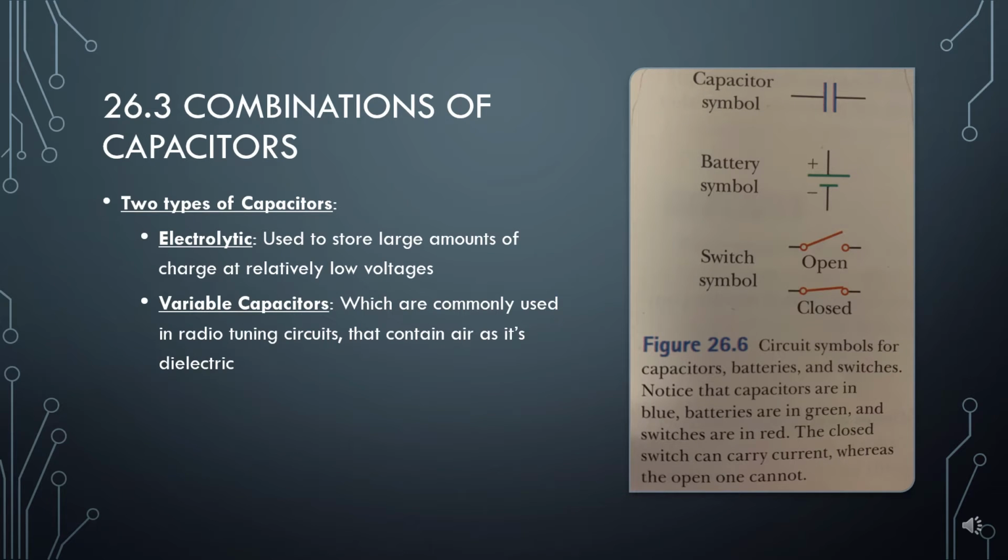Combinations of capacitors. Electric circuits all have a circuit diagram in which circuit symbols represent various circuit elements. As you can see in figure 26.6, there are 3 symbols that represent circuit elements: capacitor symbol, battery symbol, and switch symbol. There are 2 types of capacitors: electrolytic capacitors and variable capacitors. The difference is electrolytic is used to store large amounts of charge at relatively low voltages, while variable capacitors are used for moderate to large amounts. An example of a variable capacitor is commonly used in radio tuning circuits.